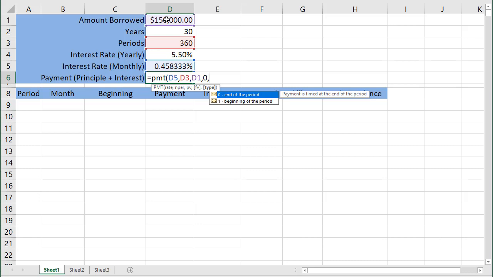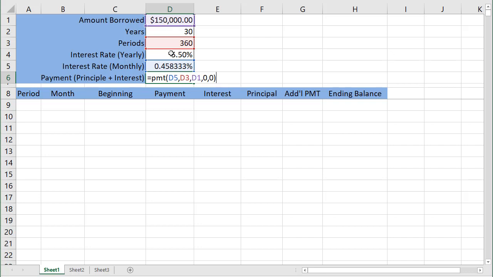And then the final thing it'll ask you is, are you paying at the end of the period or the beginning of the period? This won't make a huge difference since we're going to be calculating for so many periods. But for the purposes of this exercise, we'll just say I'm paying at the end. So I put in 0.